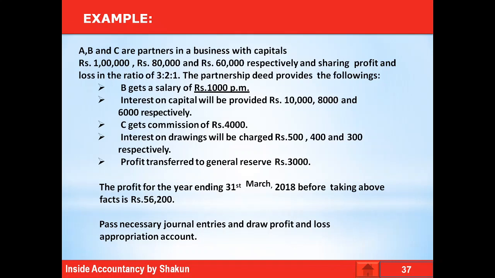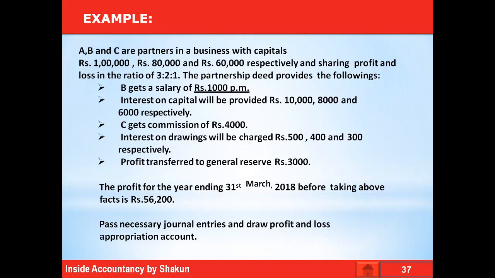better understanding. A, B and C are partners in a business with capitals of rupees 1 lakh, 80,000 and 60,000 respectively, and sharing profit and losses in the ratio of 3:2:1. The partnership deed provides the following. B gets a salary of rupees 1,000 per month. Now since it is per month, that means we'll multiply it by 12. So for the year, the salary is 12,000.